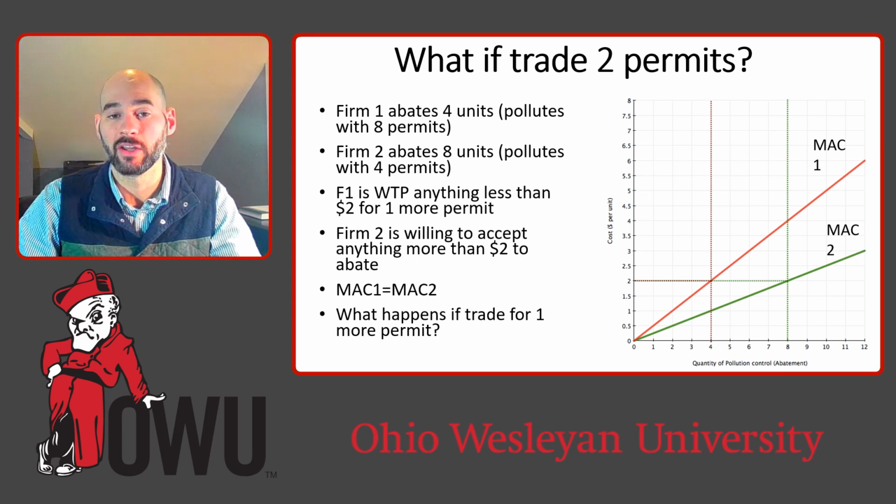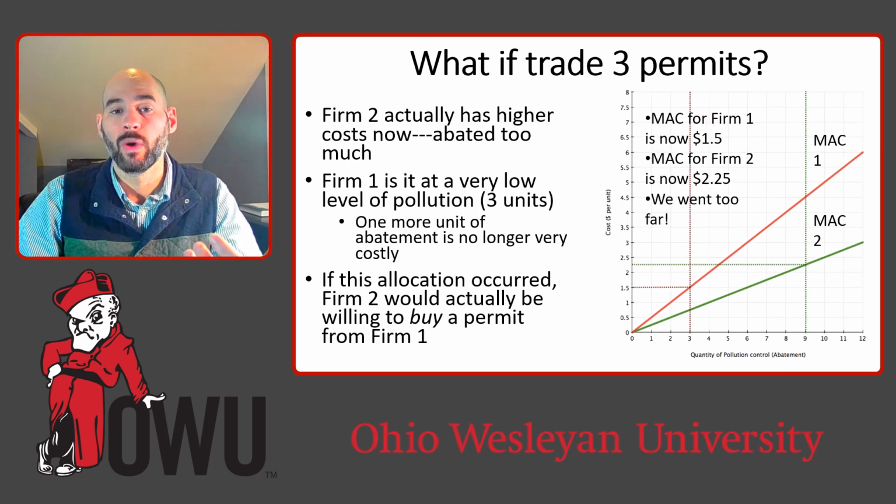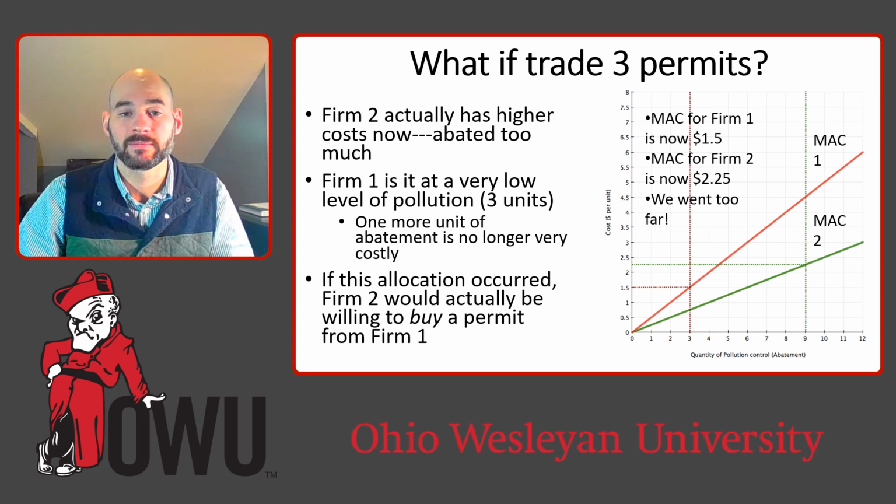What happens if they trade a little bit more? Well, now the marginal abatement costs of firm 2 are actually higher than that of firm 1. They would prefer to not abate more, and they sold too many of their permits, and they'd be better off buying a permit back from firm 1 for somewhere less than $2.25 and above $1.50, and they'd be made better off.